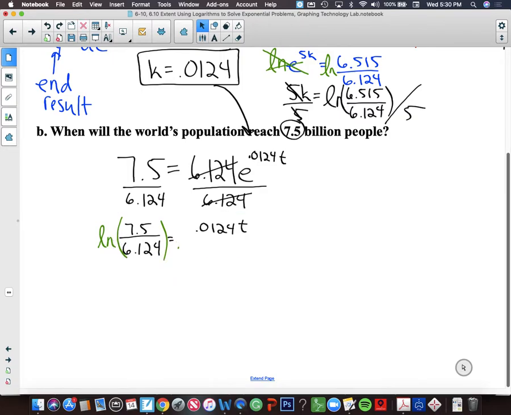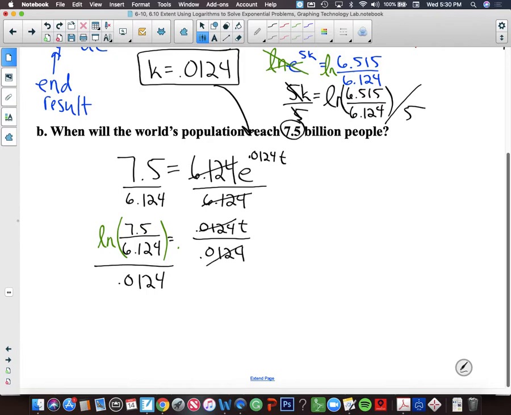So how do we get rid of the 0.0124? You're going to divide it. So divided by 0.0124. Divided by 0.0124. Boom, boom, and then whatever we get from there, we plug it in our calculator, and that will tell us how long it takes us to get to 7.5 billion people.